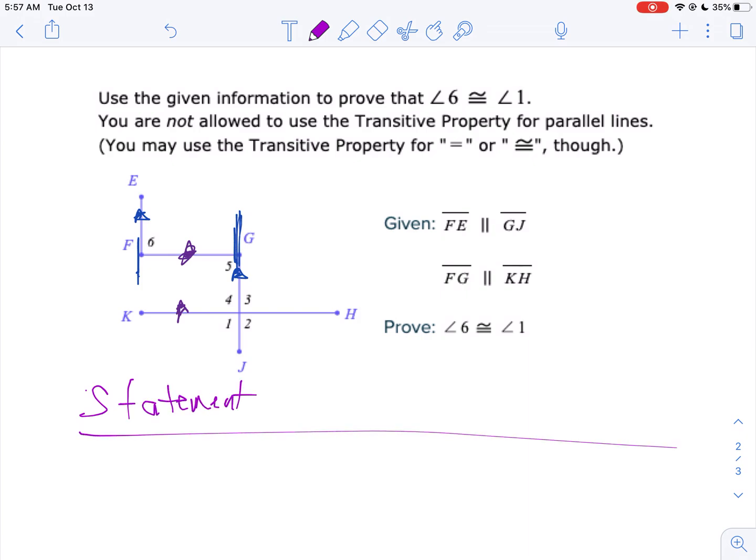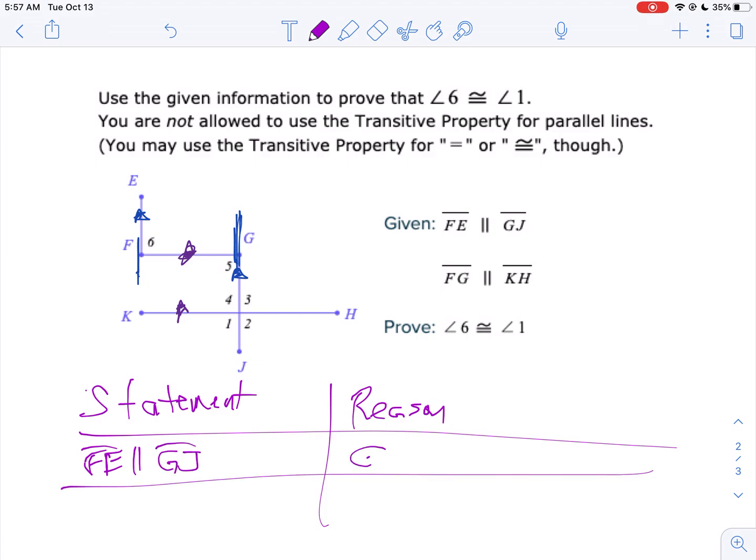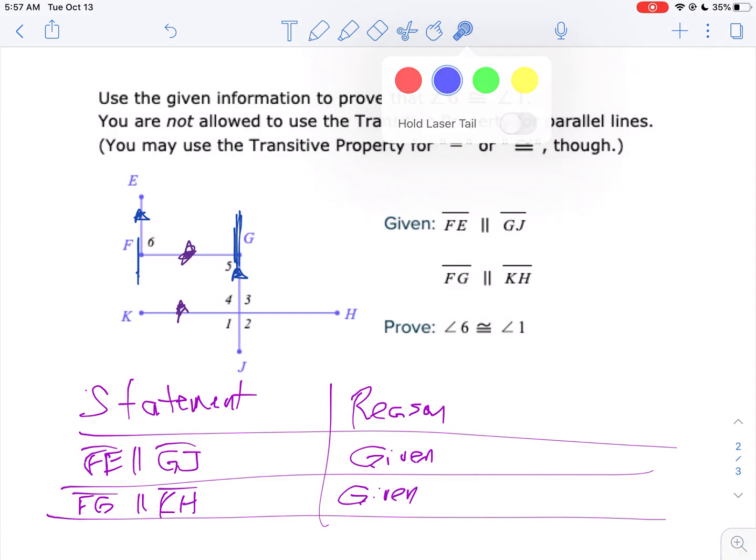send your givens. So I'm going to say FE is parallel to GJ. And we're going to say FG is parallel to KH. Looking ahead, I want to get angle 6 is congruent to angle 1.